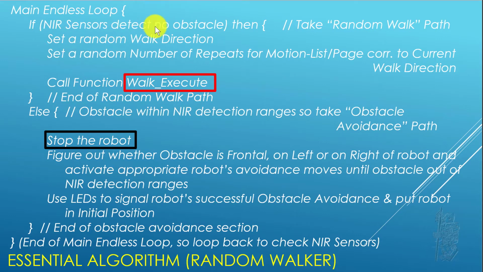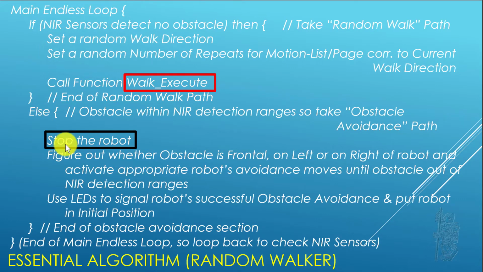So we check the NIR sensor first. If there's no obstacle, it sets up a random walk, sets up a number repeat for it, and then it calls the function walk execute that makes the robot walk. Inside of it, there's some special program to check the NIR sensor again, but we'll get to it.